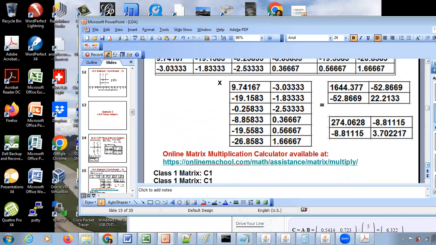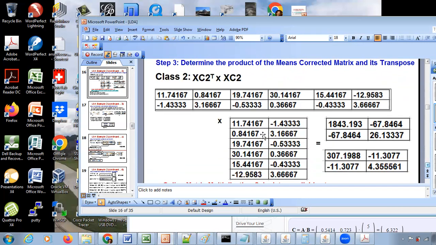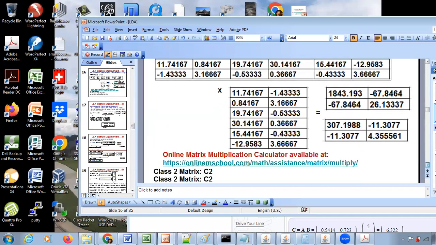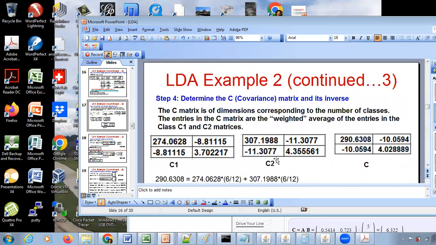Similarly, do it for class 2. This is the XC2 matrix that we got for class 2, and this is its transpose. After the multiplication, this is the product. Again, we had 6 records for class 2, so divide each entry by 6, and that's what you get. So those are C1 and C2, the individual covariance matrices.